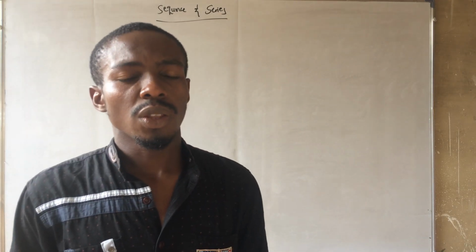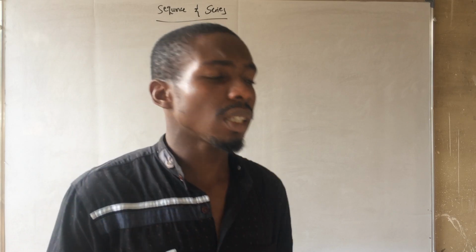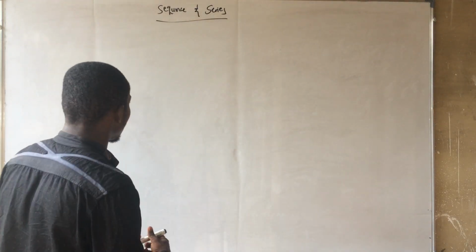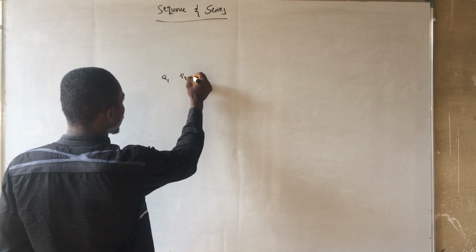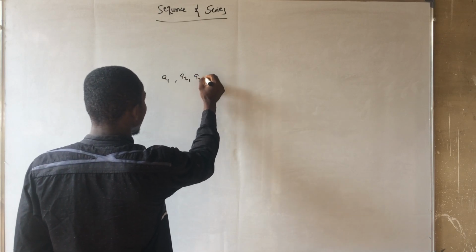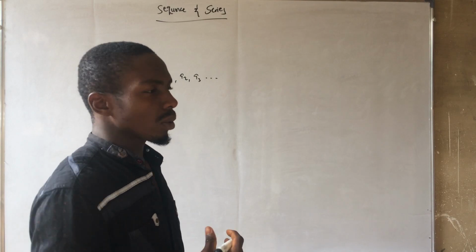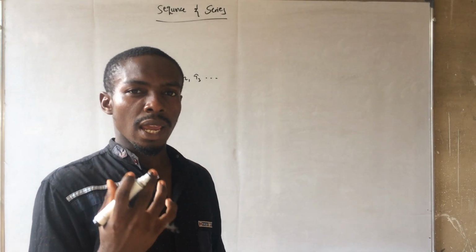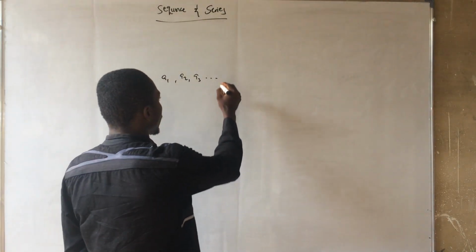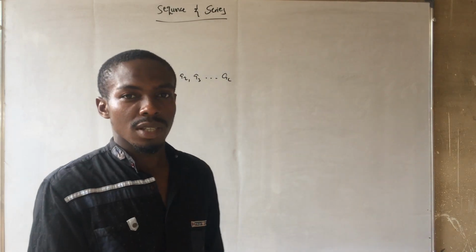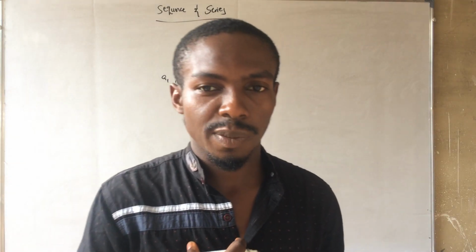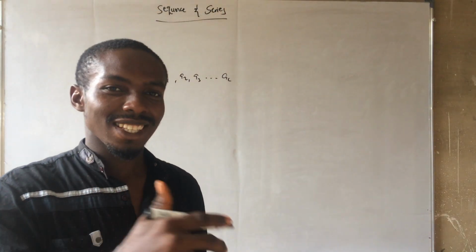What is a sequence? Let's say the numbers we are talking about are A1, A2, A3, down till the last number you want to work with. I will say that the last number I want to work with is A subscript C. Why am I using C? I'm using C because C starts my name, Chukwebuka, and I love my name so much. So that's why I use C.